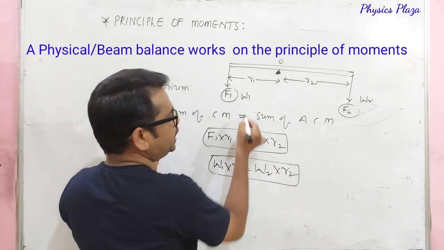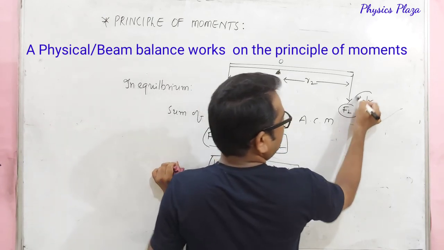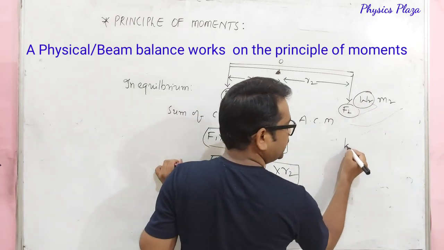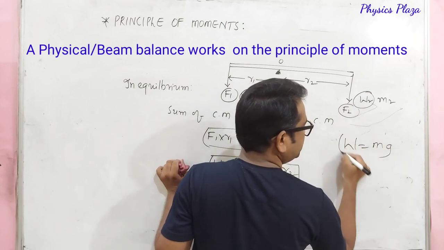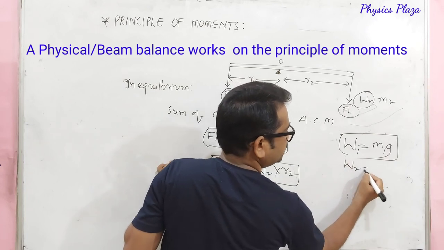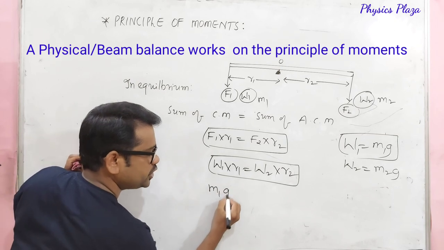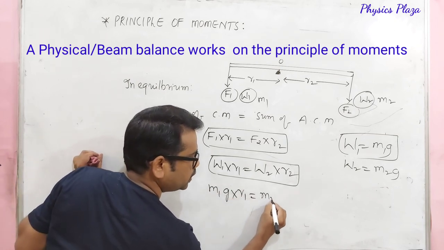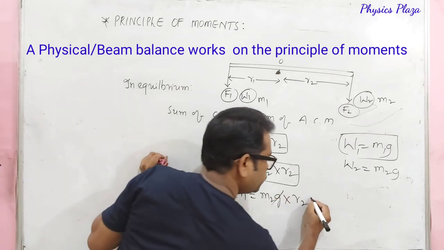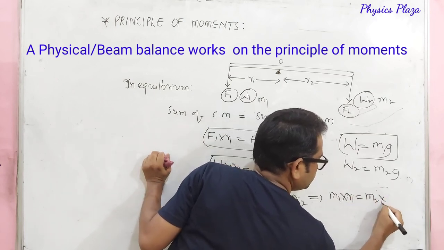In some other cases, they don't give force or weight. Rather, they will give a mass, M1 and M2. Still, don't get confused. We know that W is equal to mg. So W1 is equal to M1g and W2 is equal to M2g. So we can write M1g into R1 is equal to M2g into R2. Here g gets cancelled, so directly you can write M1 into R1 is equal to M2 into R2.